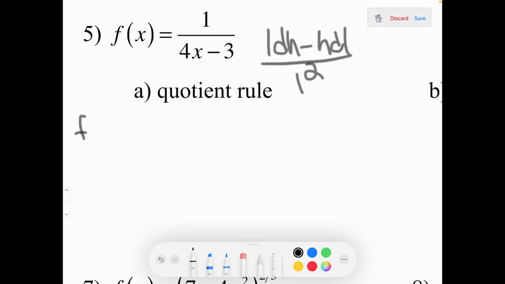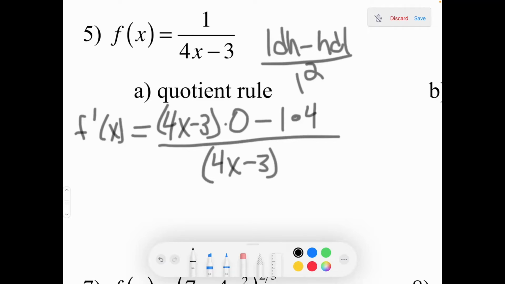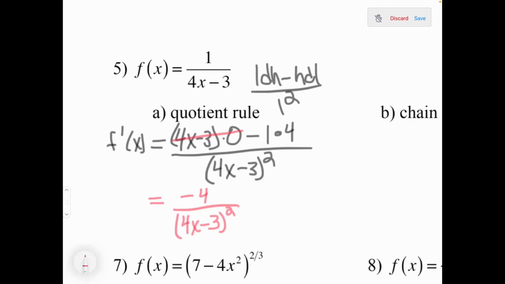So f prime using the quotient rule: we've got the low, which is 4x minus 3, times the derivative of the top. The derivative of 1 is 0, minus the top, times the derivative of the bottom. The derivative of 4x minus 3 is 4, all over 4x minus 3 to the second power. 0 times 4x minus 3 is going to go away. Negative 1 times 4 is negative 4, so negative 4 over 4x minus 3 raised to the second power would be our derivative.